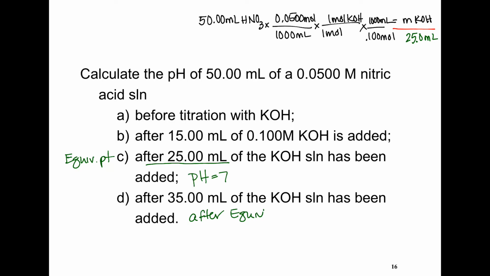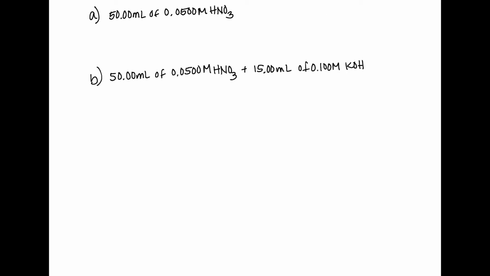And part B is before the equivalence point. And A is at the very beginning. So there is no base here, there's only acid. And so the pH is just going to be based on that acid concentration. So let's go through each of the calculations. I've just put points A and B here.